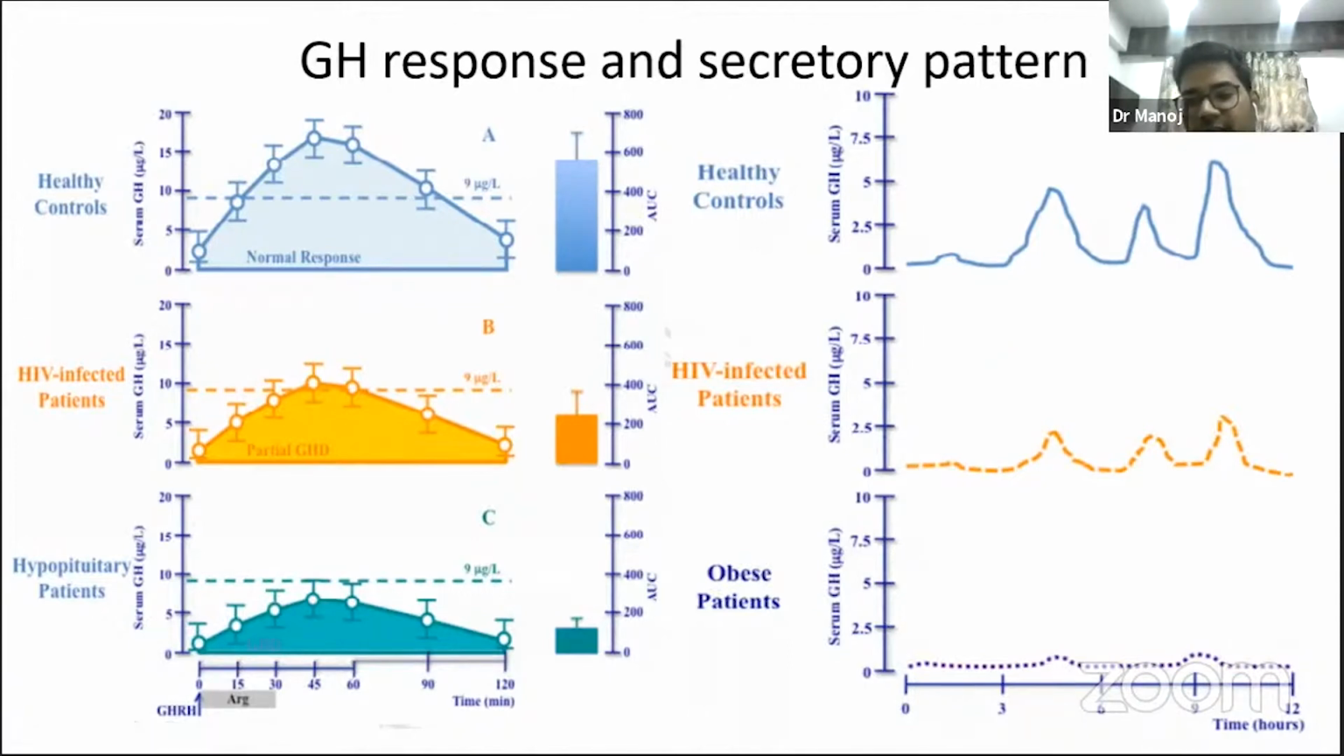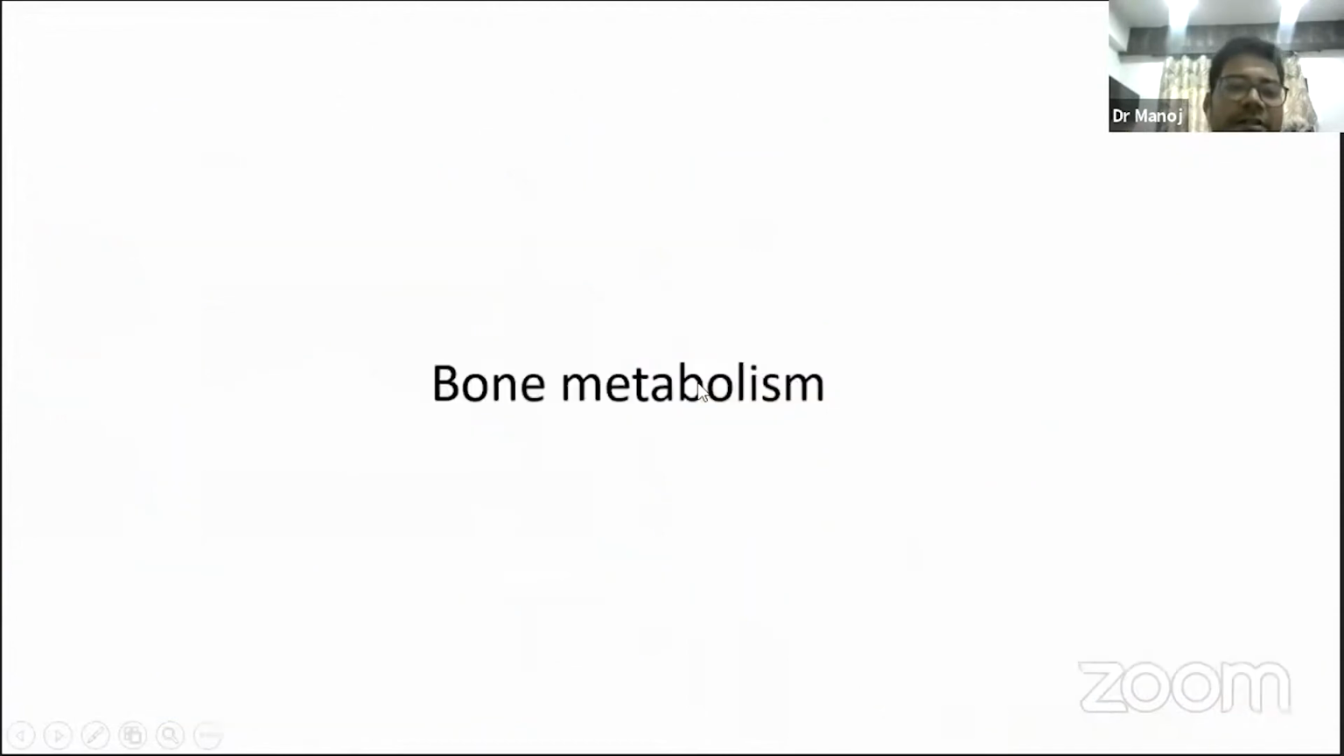The similarity was that the amplitude of growth hormone secretion was reduced in both patients with HIV infection and obesity, and the difference was that in HIV patients the frequency of secretion was maintained, and also the interval between the growth hormone pulses was maintained in patients with HIV infection.